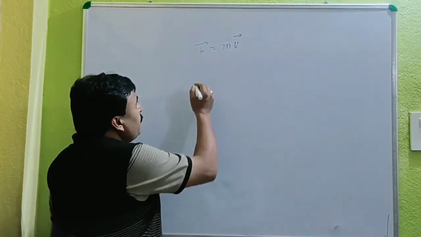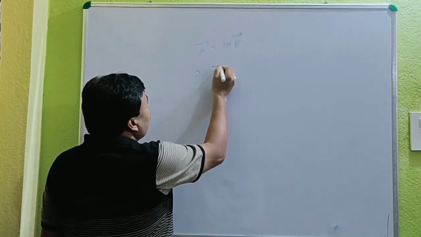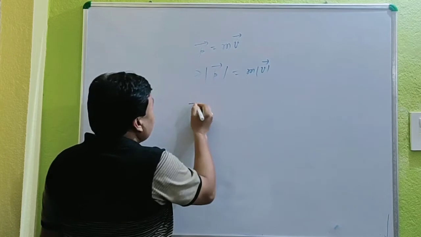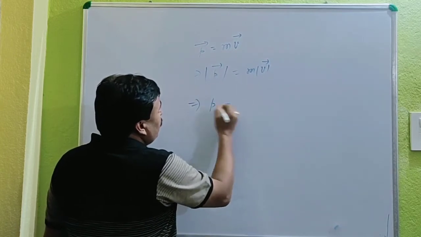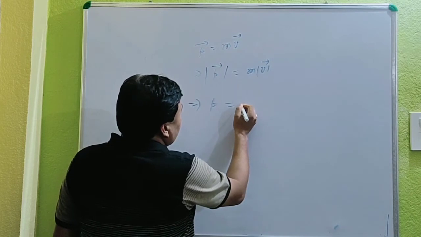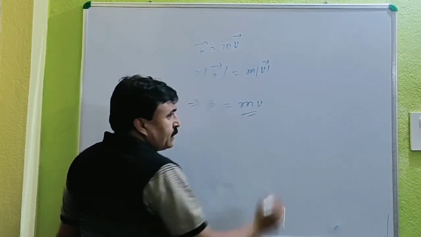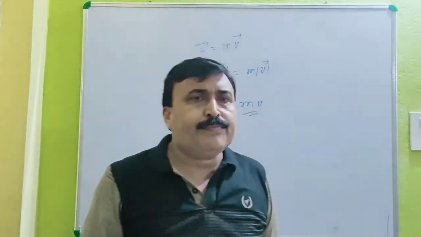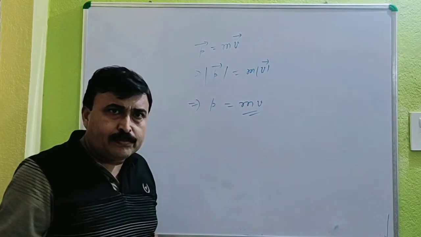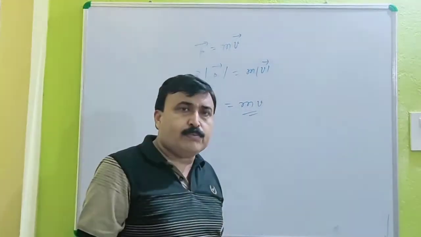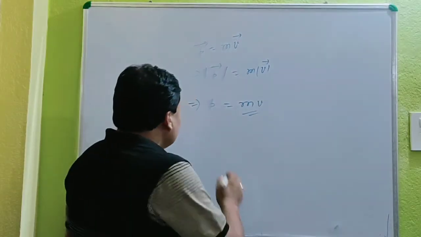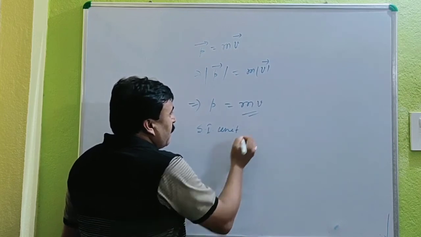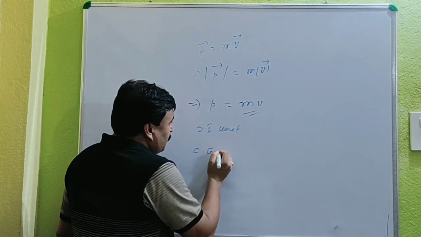So when we write the magnitude of momentum, we can write it this way: the magnitude of linear momentum is P equal to mv. This is the formula of linear momentum in vector form and scalar form. From this formula we can write down the SI unit and CGS unit.